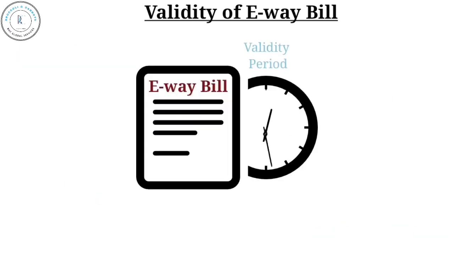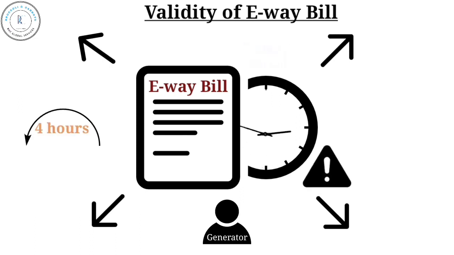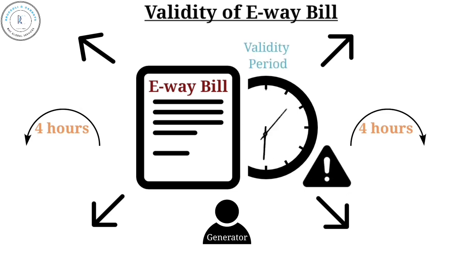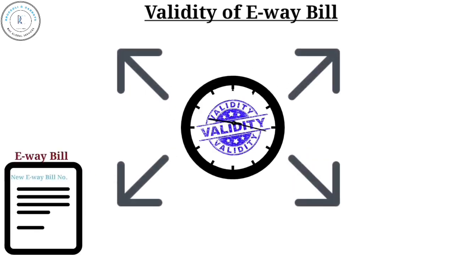The validity period of e-Waybills can be extended by the generator, either 4 hours before expiry, or within 4 hours after expiry of the e-Waybill. Once the validity is extended, a new e-Waybill number gets allotted in place of the old one.